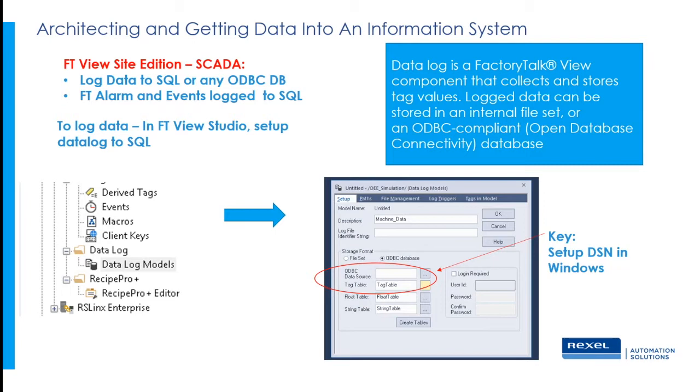That picture on the left there is my Project Explorer, and down the tree there you see Data Log, and you right click on there, and say you want to create a new data log, and you'll see the dialog box on the right pop up, and that's where you set up your DSN in Windows. First you have to do that. That's a key to get that set up. And then you'll see it creates three tables: a tag table, a float table, and a string table. So it's fairly easy to get process data into View SE to start logging. Logging process data for trending really is what you're doing.